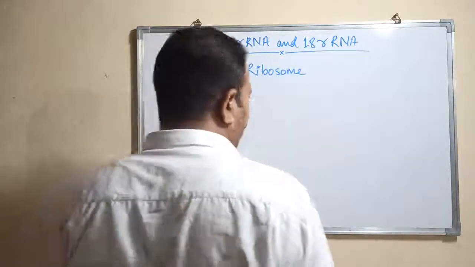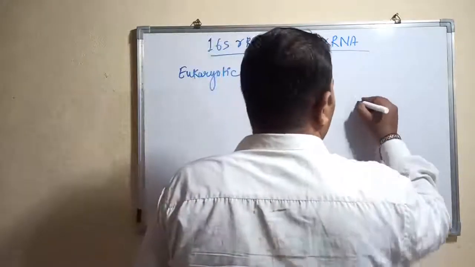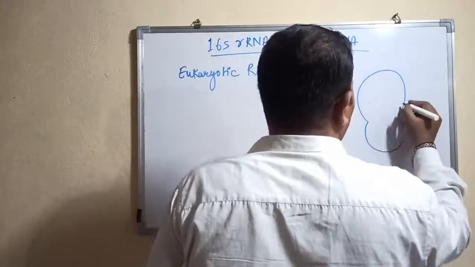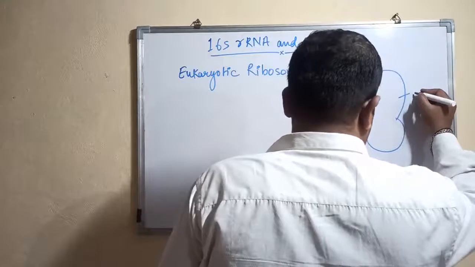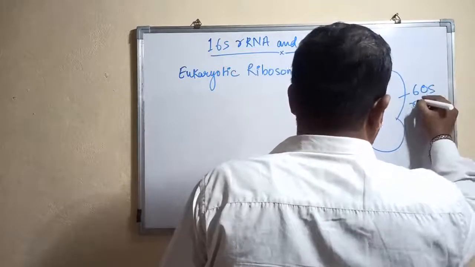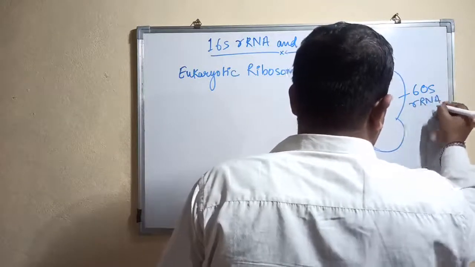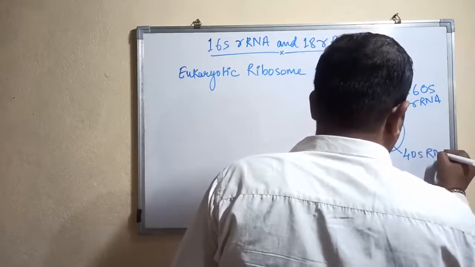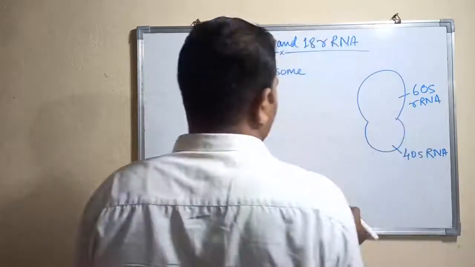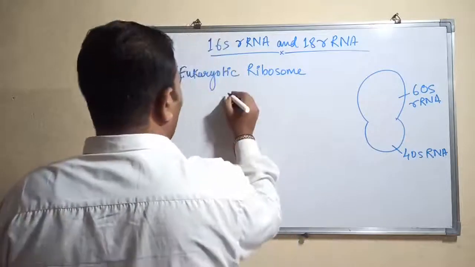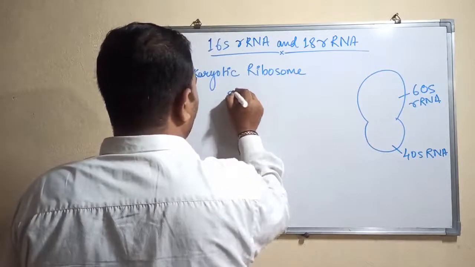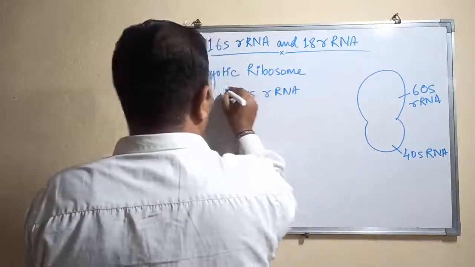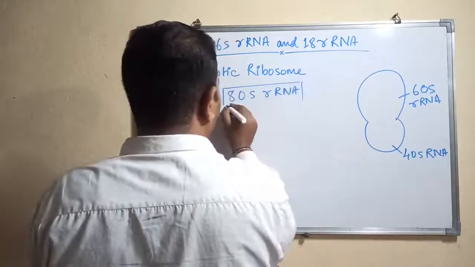Okay, so in the eukaryotic ribosome, there is a larger subunit and a smaller subunit. This is the larger subunit, which is 60S, and the smaller subunit is 40S. So these are the different subunits. The total ribosome here is 80S. Let's see how it is divided.